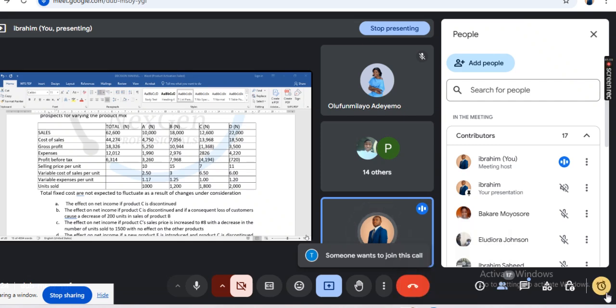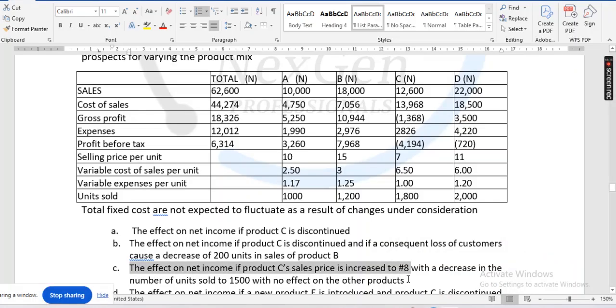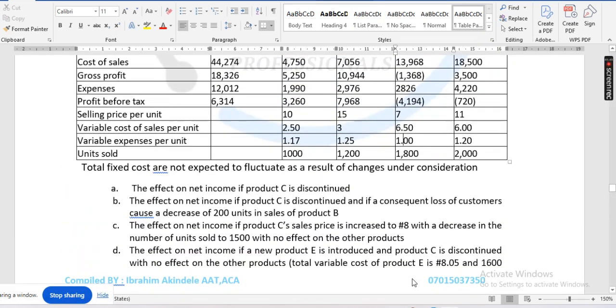So therefore, in this case, we have to reduce the number of units to 1,500, with no effect on the other product. Which means that we have to increase product C selling price to 8 naira, and the number of units sold will also decrease to 1,500. So what was the number of units sold before? It was 1,800, at 7 naira per unit, class.